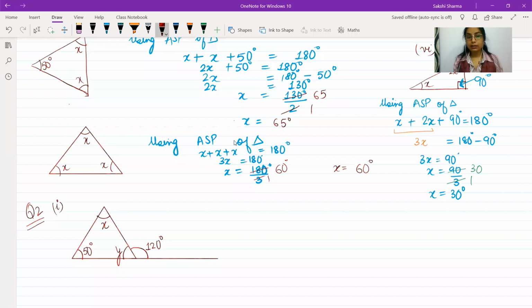Some of these angles are in the interior and some of these are in the exterior. So you will use a suitable property in order to find out the values of these.